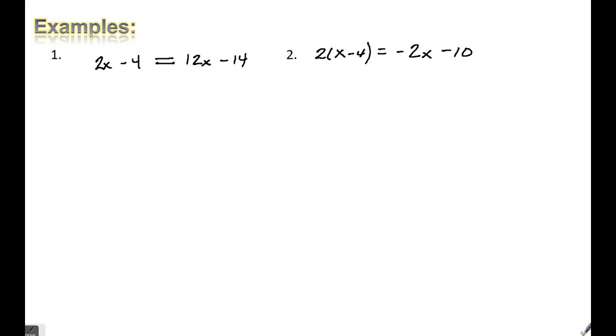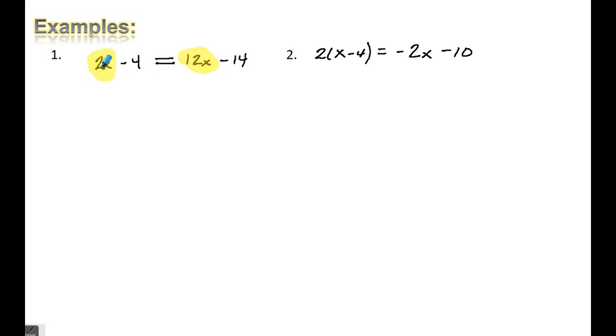We're going to look at our first two examples. The first one is 2x minus 4 equals 12x minus 14. The way we're going to start is to choose the smaller term. Let's look at the two terms we have here: 2x and 12x. There's no distribution, so we don't have to worry about that. We don't have to simplify any sides of the equation. They're already simplified. 2x minus 4 is simplified, and on the other side of the equation, 12x minus 14 is simplified.